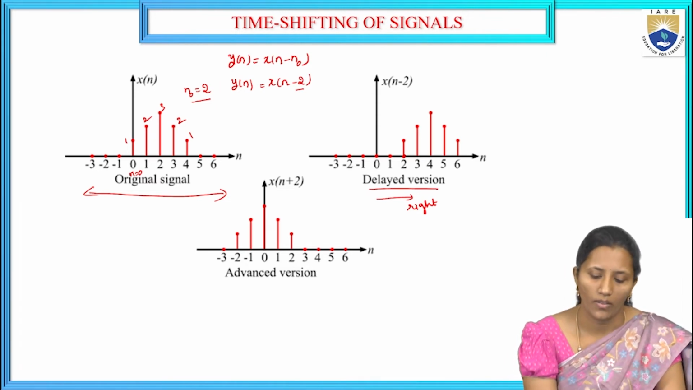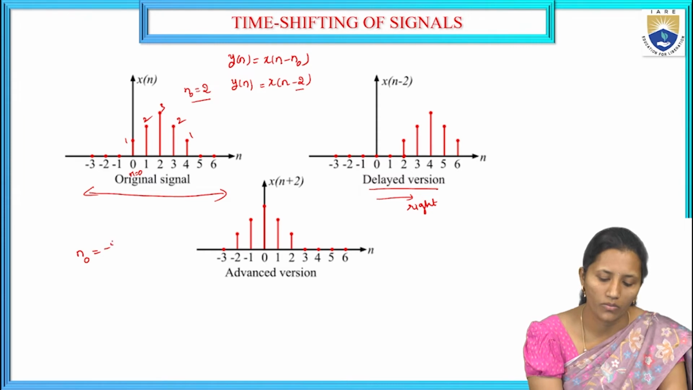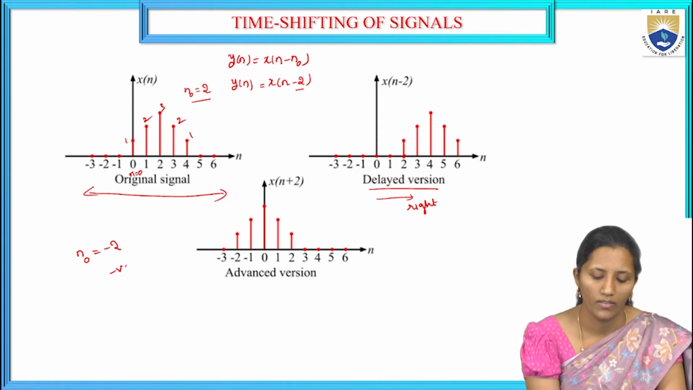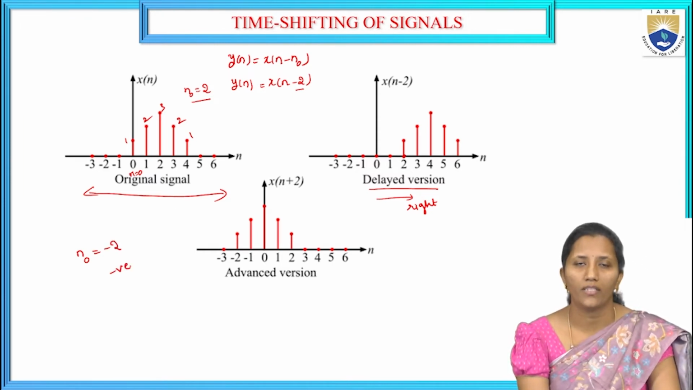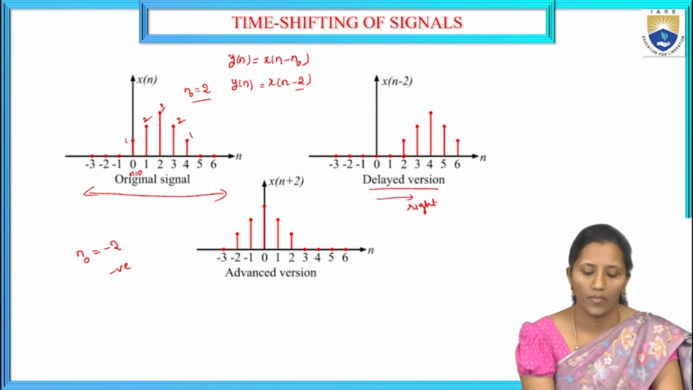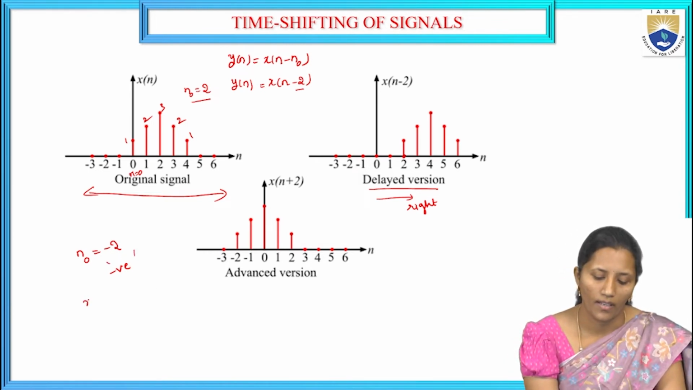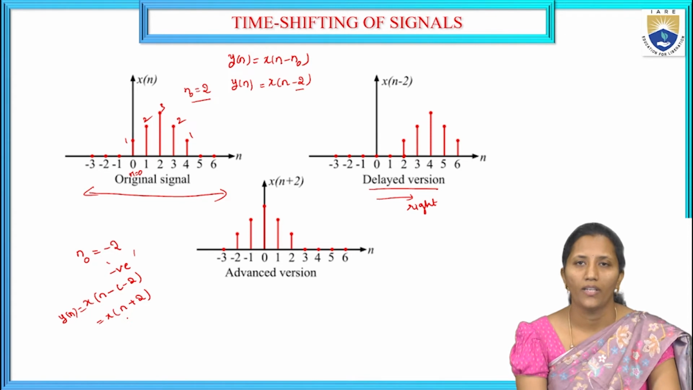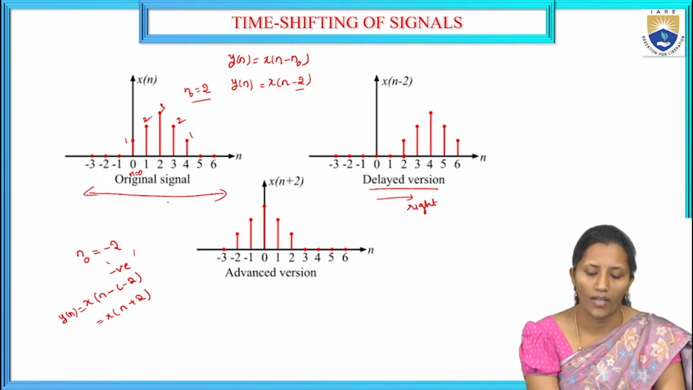So if n naught is minus 2, a negative value, then we are going to get the advanced version of the signal. That is nothing but y of n equals x of n minus of minus 2, that is x of n plus 2, which is denoted by x of n plus 2. So here the original signal will be shifted to the left side by 2 units.